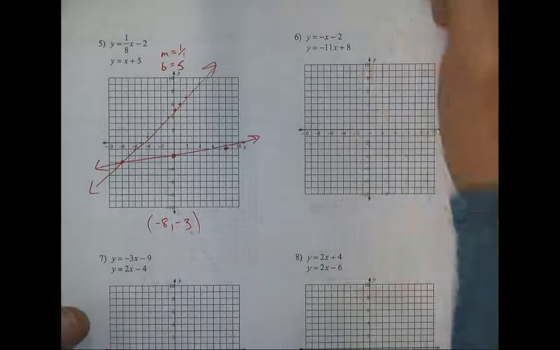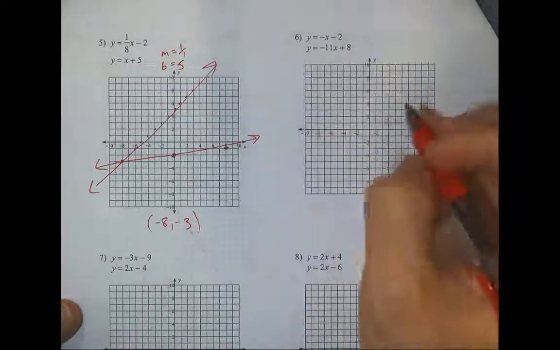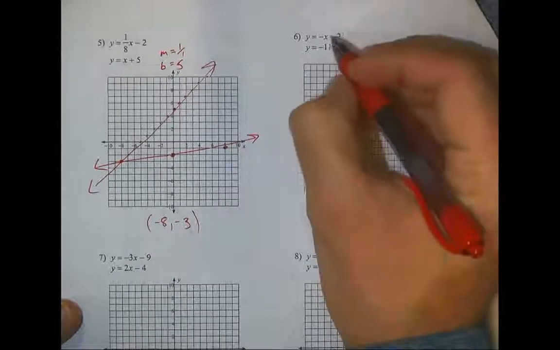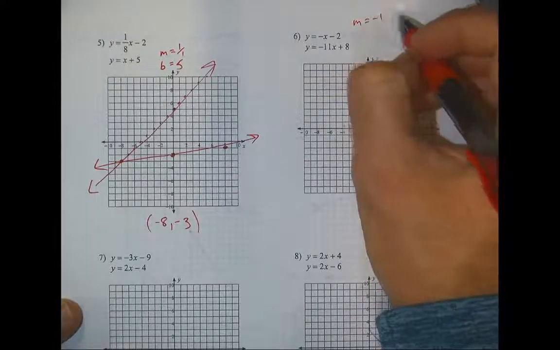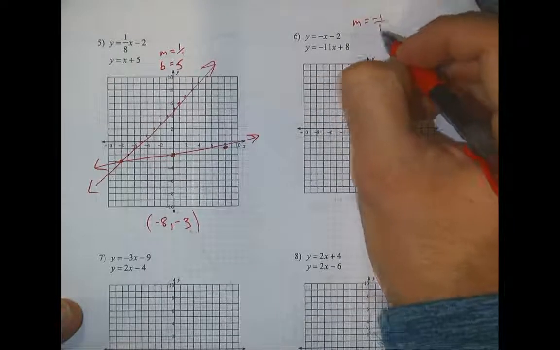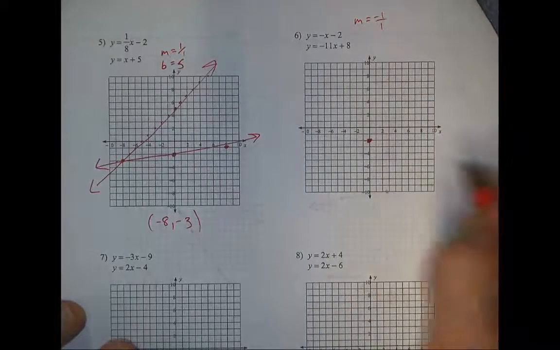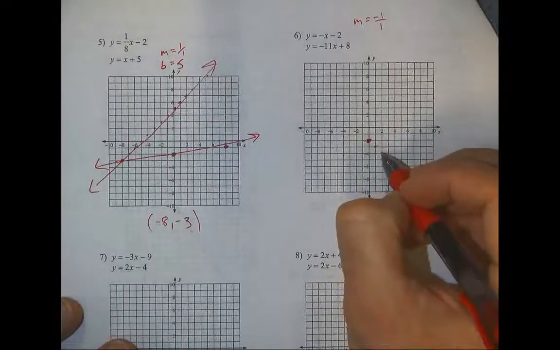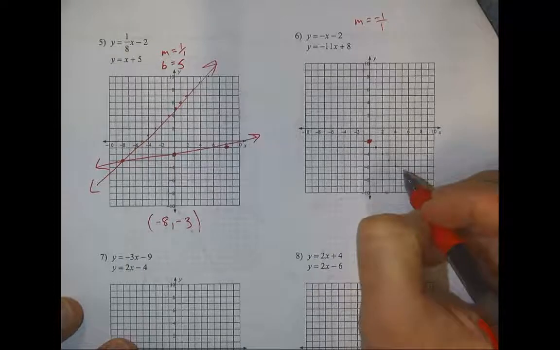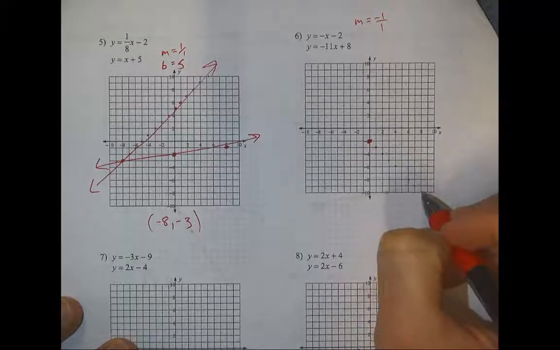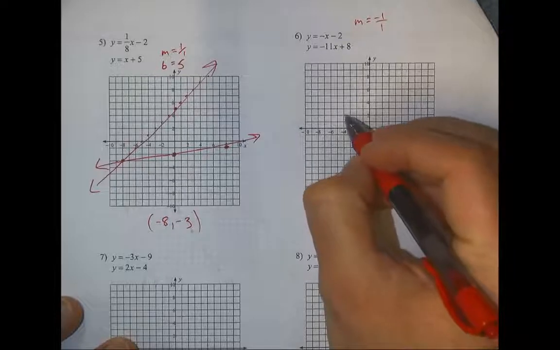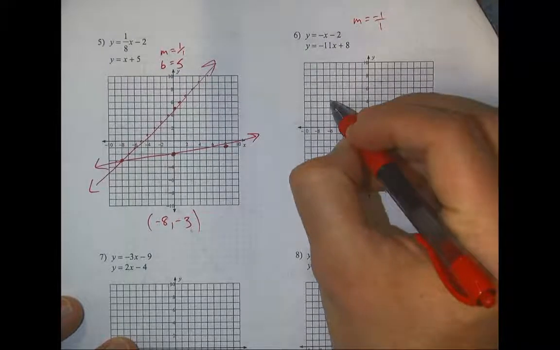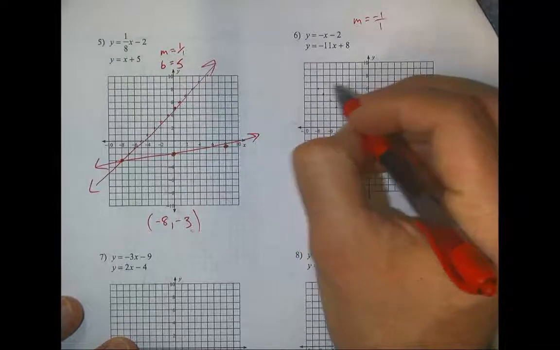Okay, number 6. -2 is my starting point, and I have a -x. That means my slope is -1, and if it's a whole number, I can put it over 1. All right, so my slope is down 1 over 1, all the way across. Don't know where this is going to hit, so I'm going to go ahead and make sure we are accurate all the way across this graph.